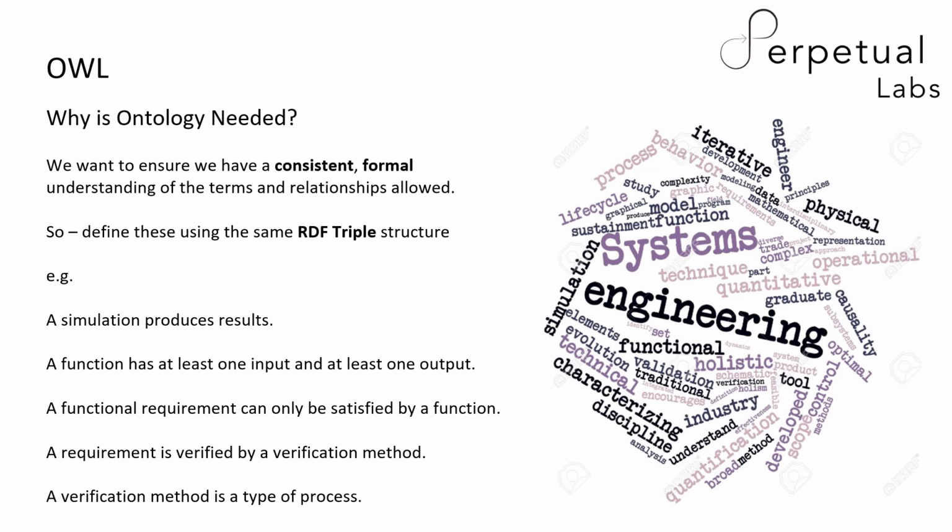Ontology is needed to define a consistent formal understanding of the terms and relationships within a domain, as demonstrated with the earlier Tesla example. Using the same RDF triple structure, we can define allowable terms and relationships. Examples include a simulation produces results, a function has at least one input and one output, and a verification method is a type of process.